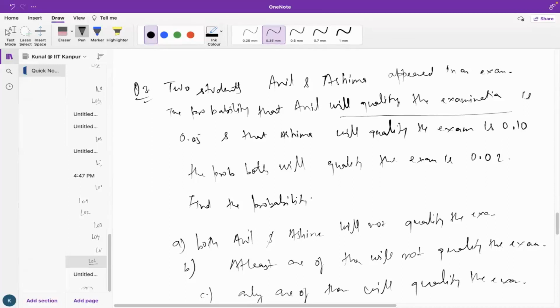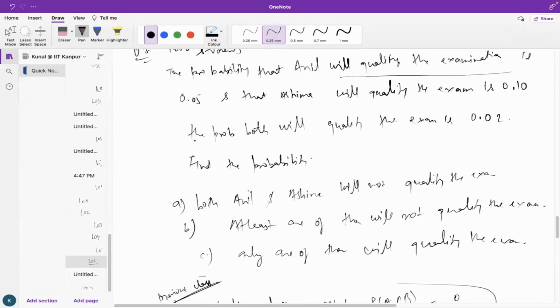And for the same, for Asima, there will be a 10% chance that she will qualify the exam. And there is one more thing given: that both qualify the exam, Anil also qualifies the exam and Asima also qualifies the exam, which is actually given as 0.02. That means there are only 2% chances that both Anil and Asima pass. There will be 5% chance that Anil passes, and 10% chance that Asima passes, and 2% chance that both pass.